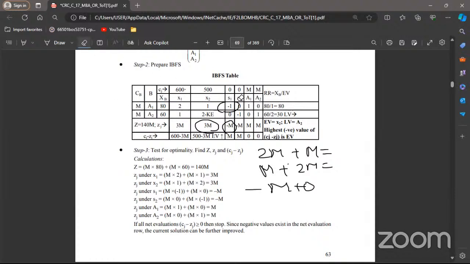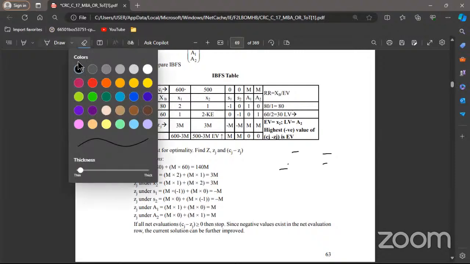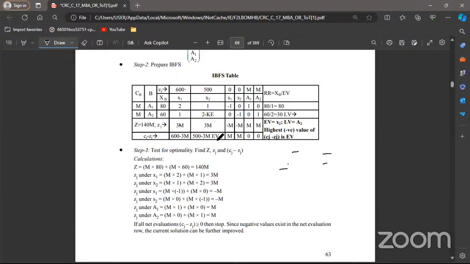After Zj, we have to find out Cj minus Zj. Cj is written on the top, and Zj we have found out just now. Just subtract. 600 minus 3M is how much? 500 minus 3M is how much? 0 minus of minus M is M. M minus M is 0.